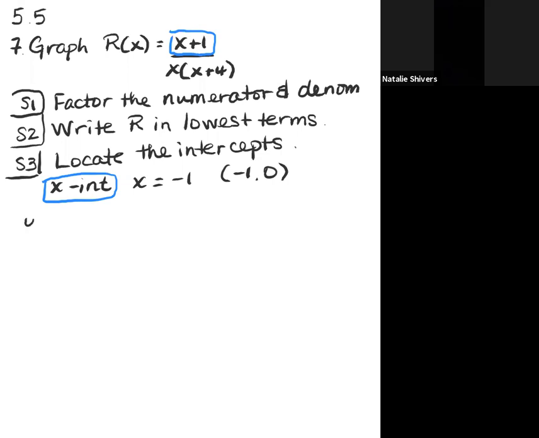The y-intercept is found by making x equal 0. So y equals 0 plus 1 over 0.